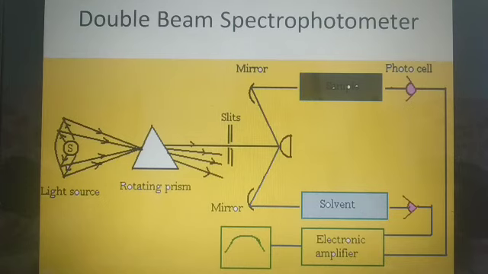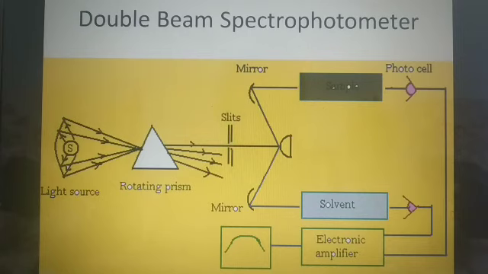By one angle, it will be, suppose, 200, by another angle it will be 210, then 220, 230, and so on. We can rotate the prism so as to get the visible wavelengths from here. When the wavelength passes through the slits, a fine beam is created that is split through a circular mirror to the sample as well as to the solvent.